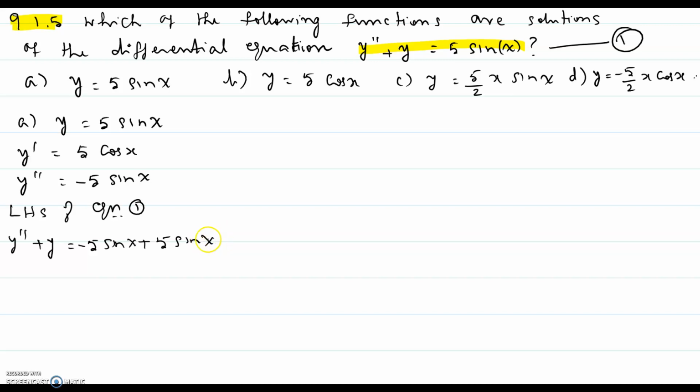That gives us 0. So it's not equal to the right hand side of the given equation, which is 5 times sin x. On the right hand side of 1, you see here 5 times sin x. So that is not the right hand side. So A, 5 sin x, is not the solution.